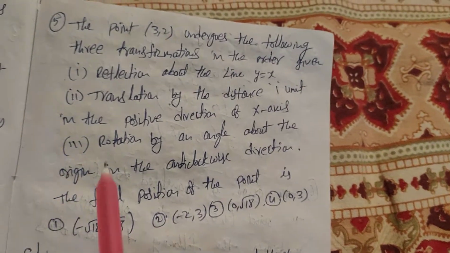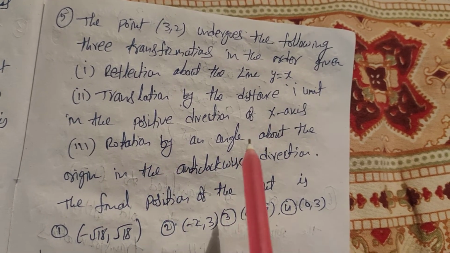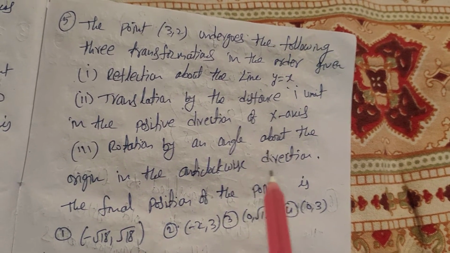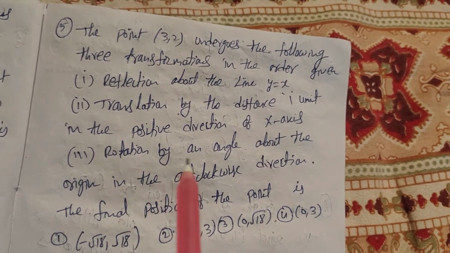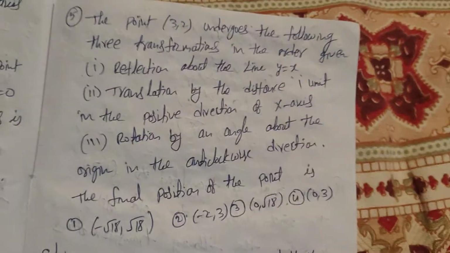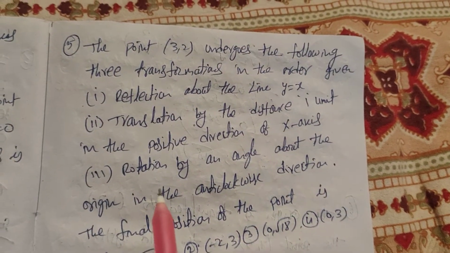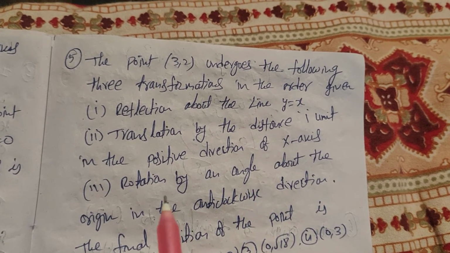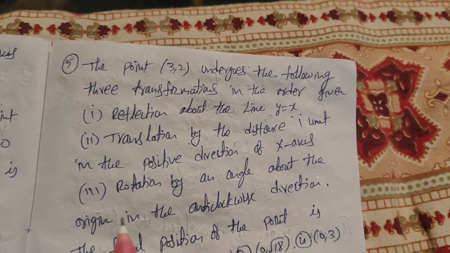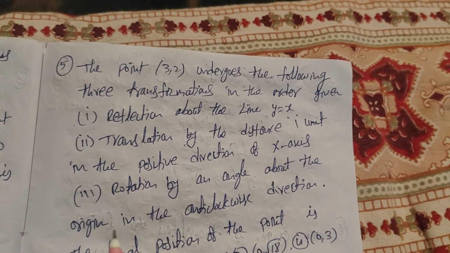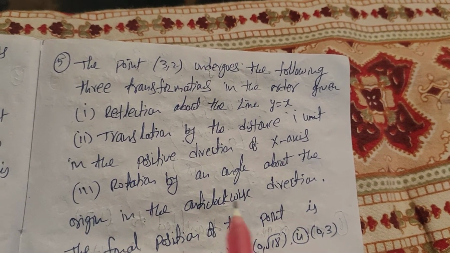Okay, next, in the same question they gave the third condition: rotation by an angle about the origin in the anti-clockwise direction, the final position of the point. He is also asking rotation by an angle about the origin. He is not asking about the coordinate axis. Rotated by an angle, that means rotation by an angle about the origin. They only gave that, they did not mention any coordinate axis here.